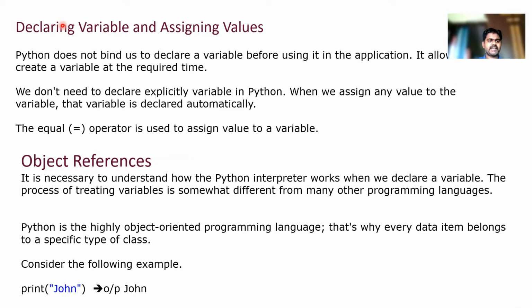And the next important one is object references. So what are object references? As I said, everything is an object here. If we ask for the type of some variable, it will show the class. If it is an integer, it shows class int. If it is a floating point, it shows class float, like that. It is necessary to understand how the Python interpreter works when we declare a variable. And remember, Python has an interpreter, not a compiler. When we declare a variable, the process of treating variables is somewhat different from many other programming languages. So if we say print John, the output will be John.